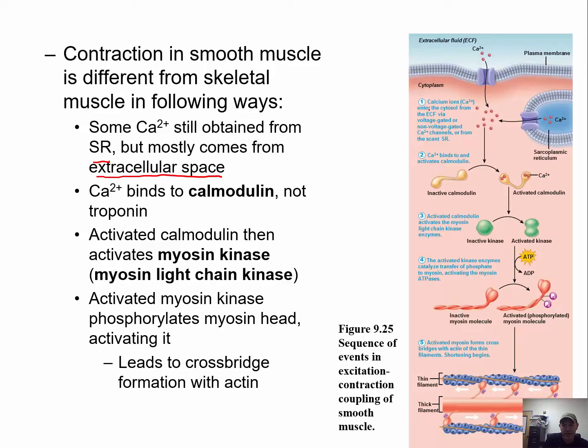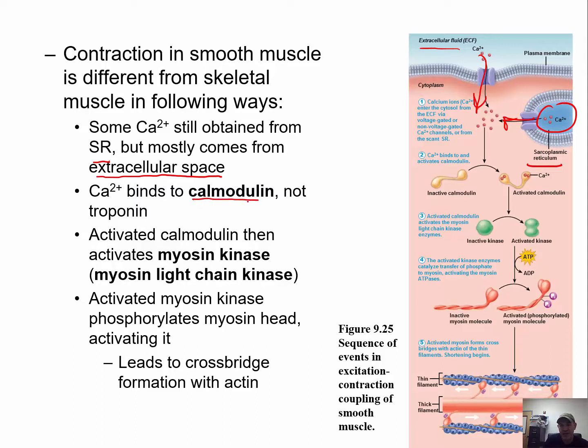So if we look at the diagram over here of smooth muscle, this would be the outer membrane of the smooth muscle cell, and this is your extracellular fluid. And in the caveolae I mentioned earlier, you have these calcium gates that are sensitive to voltage changes, and so when the action potential comes by, the gate opens and calcium comes in. So most calcium comes from there, but some calcium also comes from over here in the sarcoplasmic reticulum into the area. Now when the calcium comes in, it's not going to bind to troponin because we don't have troponin anymore.